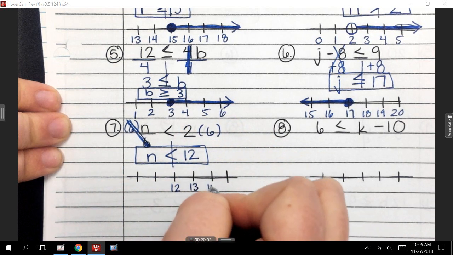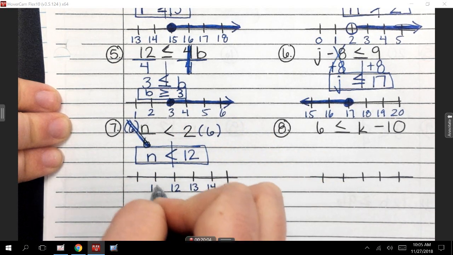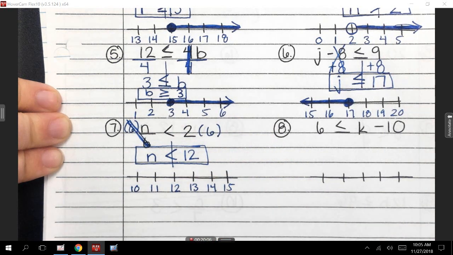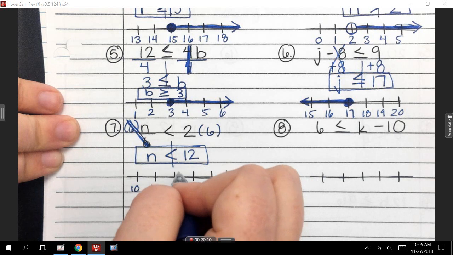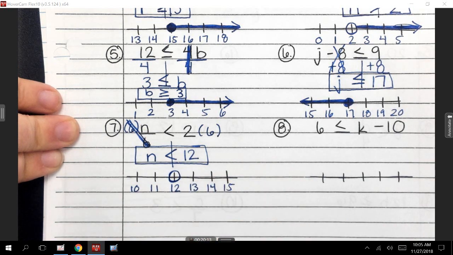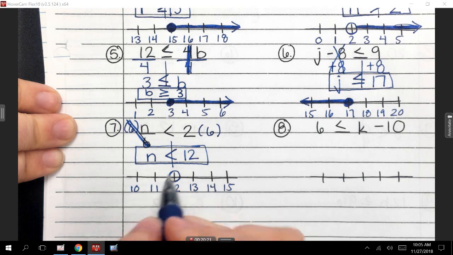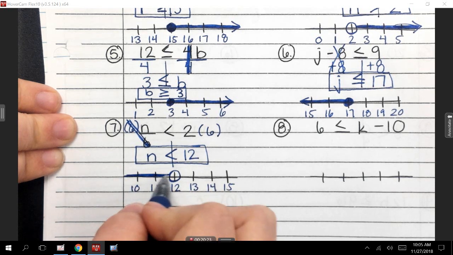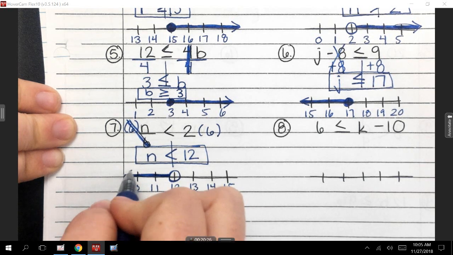All right, so let's number that. 12, 13, 14, 15, 11, and 10. What type of dot do I need here, Rebecca? An open dot. And which direction am I going to go on this one, Bailey? To those smaller numbers. To the left.